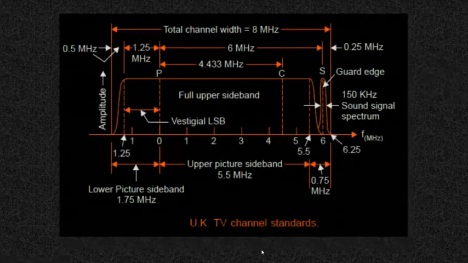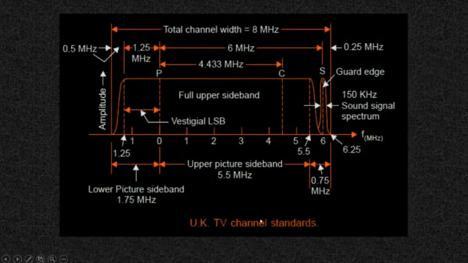Then I'm going for the UK TV channel standards. In the UK TV channel standards you have a video signal which goes up to 5.5, okay. So here you are putting your sound carrier at 6 megahertz and you are giving some guard band, that is 6.25.